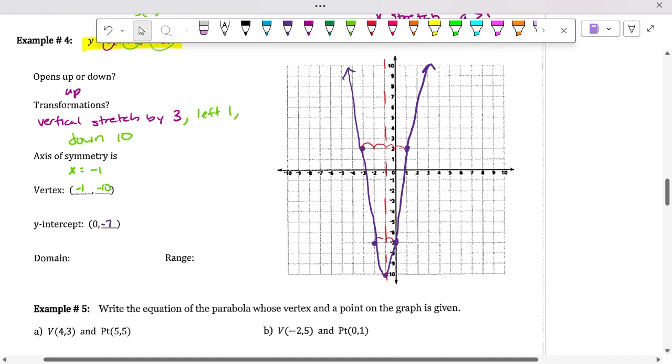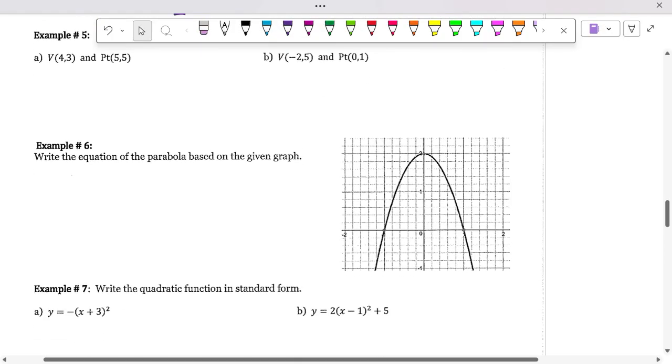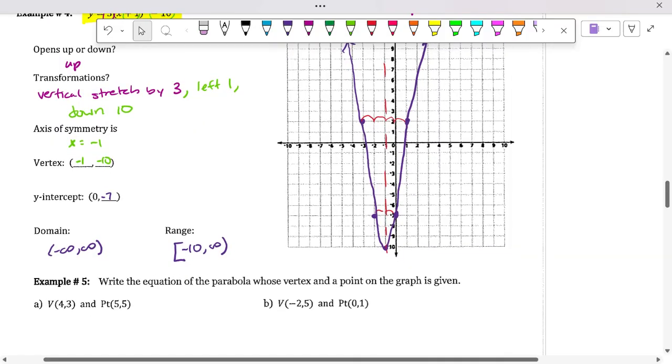All right, so domain and range. So yeah, it's always all real numbers for the domain. What's my range? So what's my lowest y value? -10 to infinity. We know infinity has a parenthesis. What goes with a -10? Bracket. All right, any questions on this?